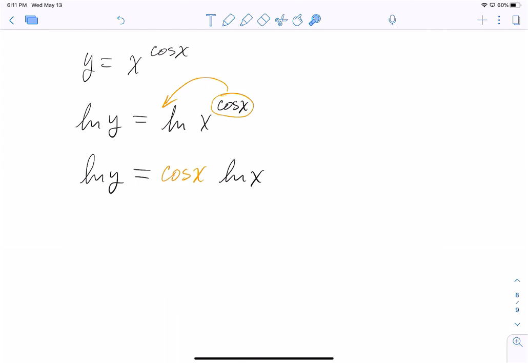At this point, what I'd like you to do is pause the video, differentiate on the left and the right hand sides using whatever tools you know you need to use, and come back when you have isolated y prime.